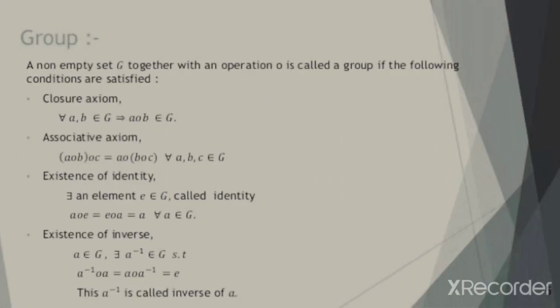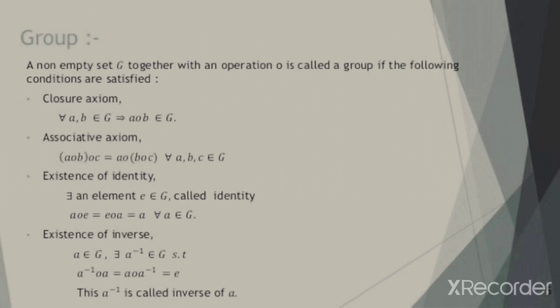Starting with the definition of a group: a non-empty set G together with an operation, denoted by circle or star, is called a group if the following conditions are satisfied. First is the closure property. For every a, b belonging to G, a star b will also belong to G. Associative axiom: (a star b) star c will be equal to a star (b star c).